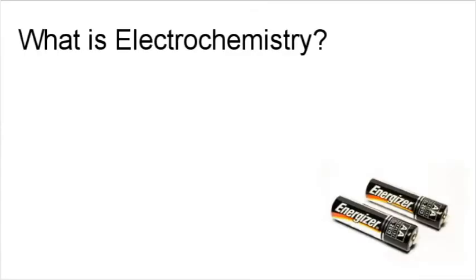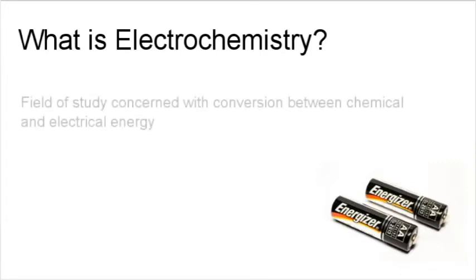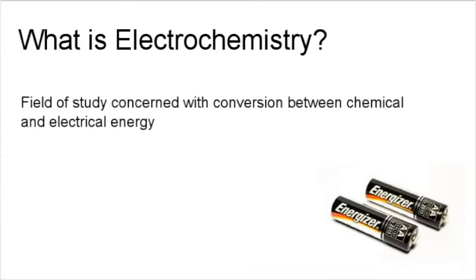Now, what is electrochemistry? Well, basically, it is an area of chemistry that deals with converting between chemical and electrical energy, and vice versa. So you can have a chemical reaction that creates electrical current, as well as being able to induce an electrical current on a chemical reaction to make it happen.